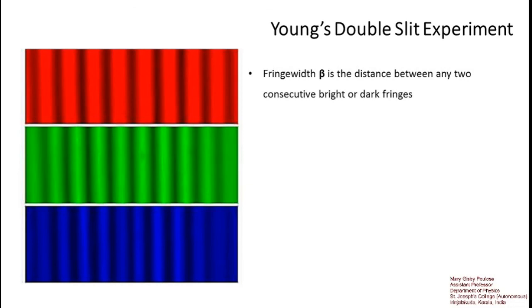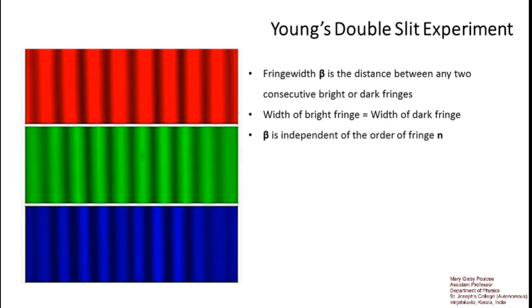Now, fringe width is the distance between any two consecutive bright or dark regions. The width of a bright fringe will be equal to the width of a dark fringe. The fringe width is independent of the order of fringe n. Beta, the fringe width, is dependent on different values. First, it is dependent on the wavelength of the source light, lambda. That is, beta is directly proportional to lambda. It is evident in these pictures.